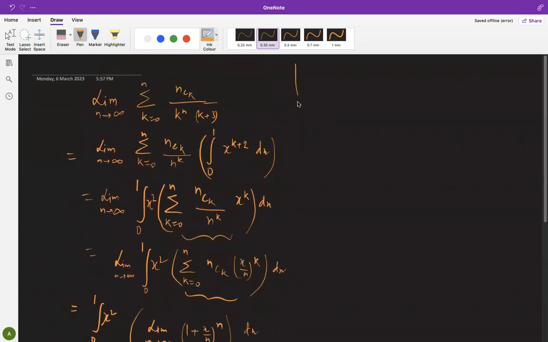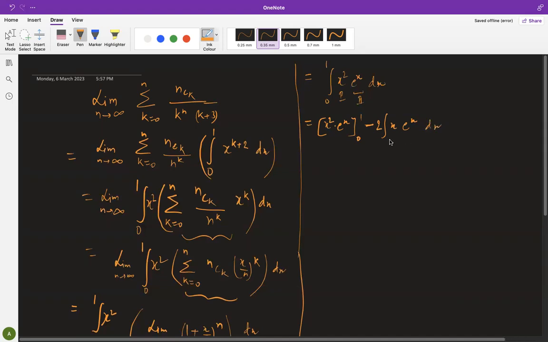So I'm writing the values over here. This is integral 0 to 1 of x square into e raised to the power x dx. I'm taking x square as first function and e raised to the power x as second function, integration by parts. First function into integration of second, minus integral of derivative of first, which is 2x, into integral of second, dx from 0 to 1. If I put 1, this becomes e. If I put 0, this becomes 0.